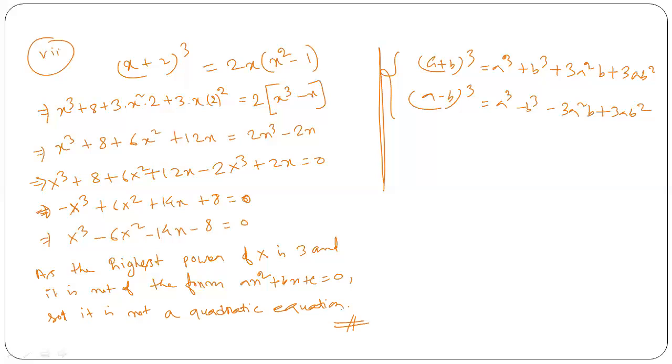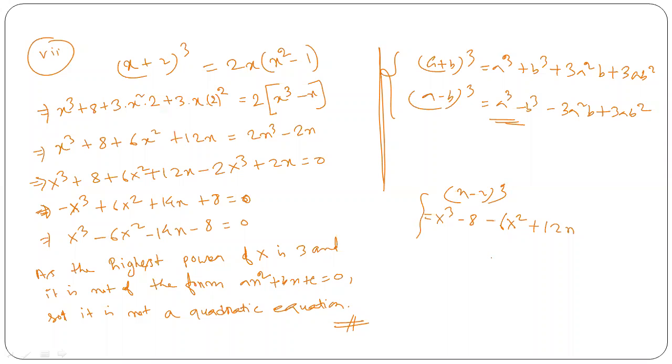Clear? In the same way, you can do number 8. Here you have to expand (x minus 2) whole cube using this formula. That means x cube, then minus 8, because 2 cube is 8, then minus 3 x square times 2, so minus 6x square, then plus 3 x times 2 square, so plus 12x. When you expand (x minus 2) whole cube, it will be like this. Yes, so like this you can do. So this is also homework. Okay.